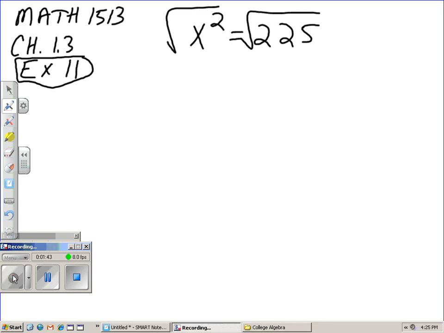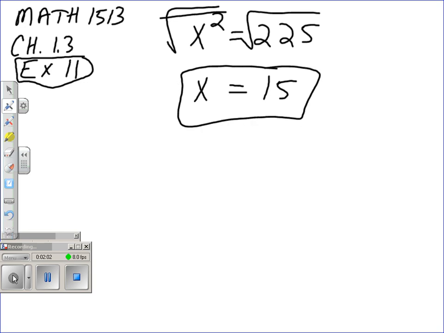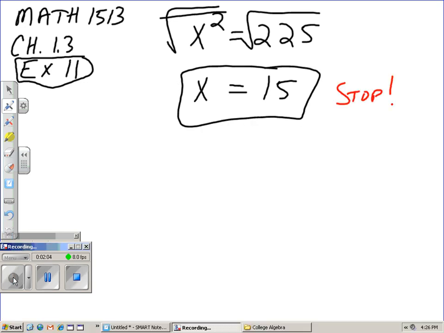All right, so we're going to use that idea up here. I have the square root of x squared. Well, those cancel each other out, leaving just your x. Square root of 225, you can use your calculator, or you can think, what number times itself gives me 225? It's going to be 15. Think you're done? Not quite. Okay, turns out we were half right with the x equals 15.